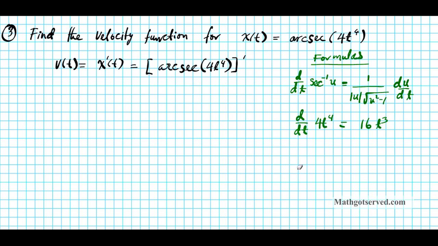All right, let's go ahead and apply this to the function. So v of t, the velocity function, is going to be the derivative of arcsecant. Using this formula, it's going to be 1 over the absolute value of 4t to the fourth, times the square root of u squared minus 1, where u is 4t to the fourth. So it's going to be 4t to the fourth squared, minus 1. All right, so that's how it's going to be.